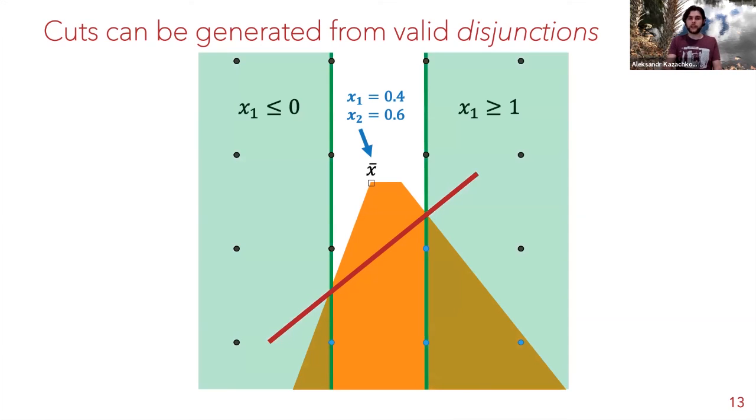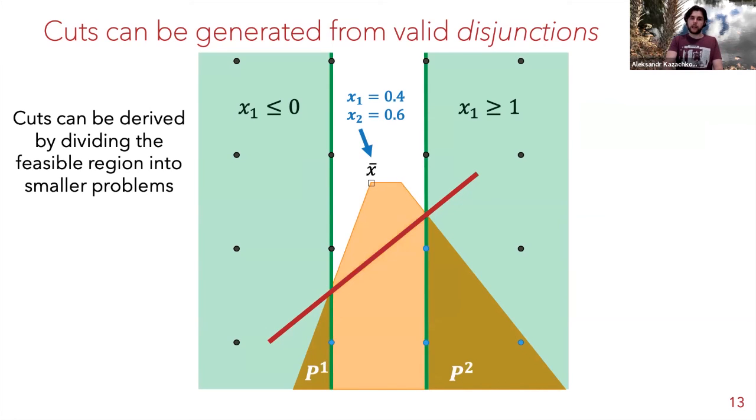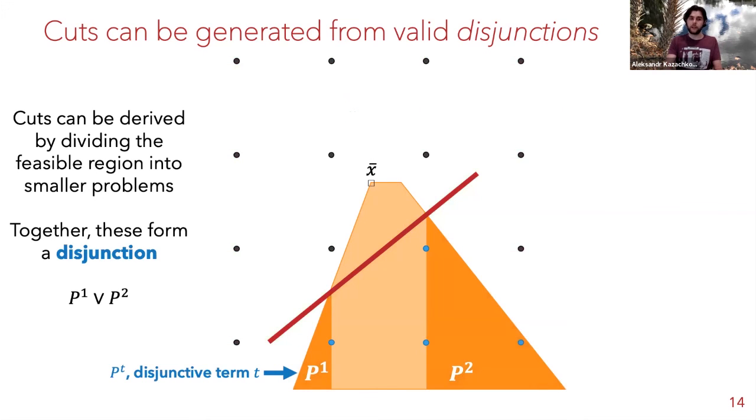So what we know then is that the set of integer feasible solutions is going to satisfy either X1 is less than or equal to 0, or X1 is greater than or equal to 1, by rounding the X1 component of that solution. And thereby, you can divide your original problem into 2 smaller subproblems. Together, these form a so-called disjunction with disjunctive terms P1 and P2. And I'll be using this notation P superscript T to denote the disjunctive term T. Even if it's not just 2, it could be an arbitrary number of finite terms.